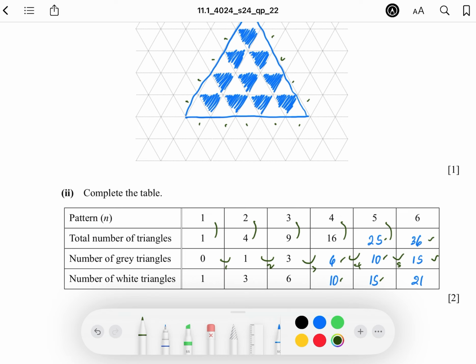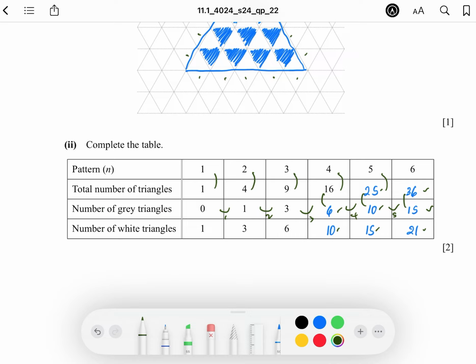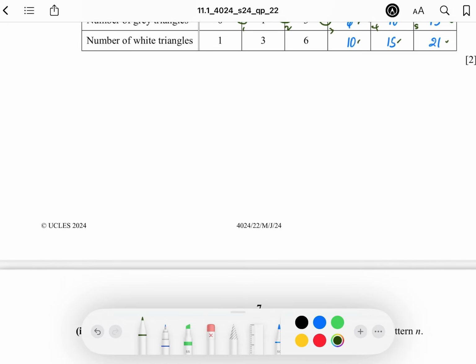And then for the number of white triangles, you can see the pattern between the total number of triangles and gray triangles. So 16 minus 6 is 10, 25 minus 10 is equal to 15. That means for the final one, 36 minus 15, you should get 21. Okay, this is all seeing the relationship between the numbers.